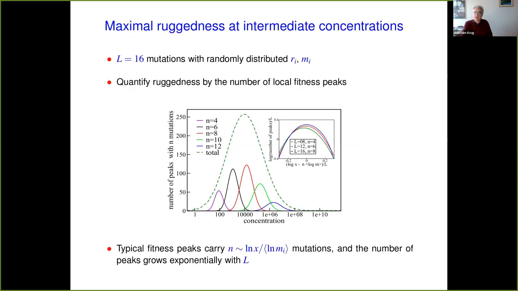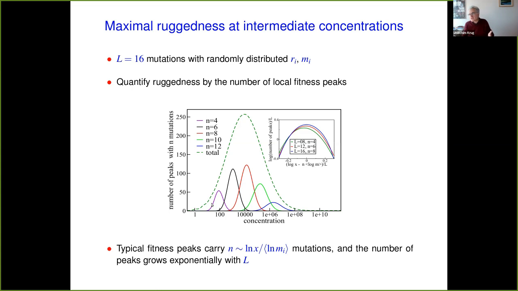Okay, and this is in fact the case. So now here we have 16 mutations with randomly distributed R's and M's from a certain distribution. And one way of quantifying the ruggedness of this landscape is by just counting the number of local fitness peaks. And this is now the number of peaks as a function of concentration. So this dashed line here shows the total number of peaks, and these other lines here show subsets of peaks.